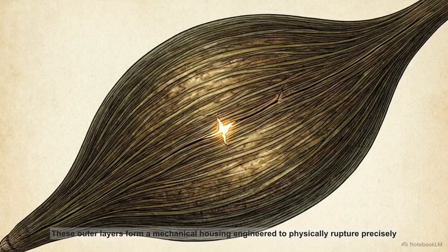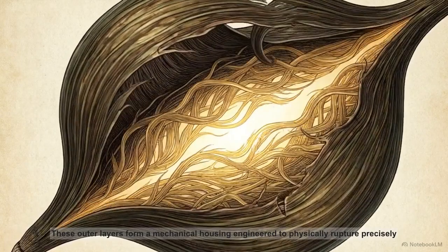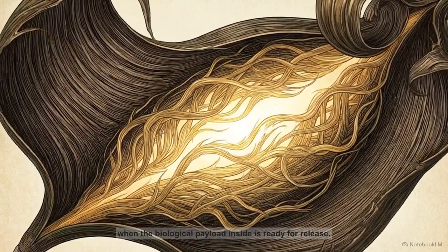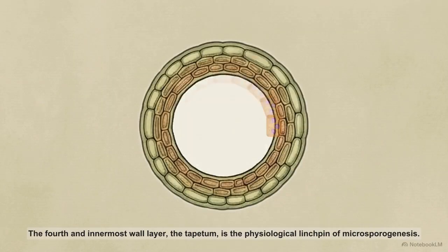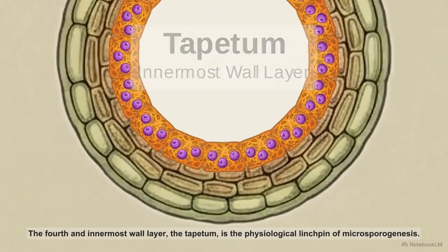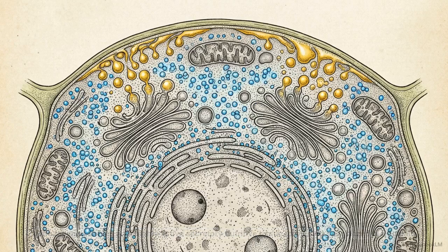These outer layers form a mechanical housing engineered to physically rupture precisely when the biological payload inside is ready for release. The fourth and innermost wall layer, the tapetum, is the physiological linchpin of microsporogenesis. The tapetum serves as a highly active secretory nutritive tissue, providing specialized biological support rather than mechanical protection.